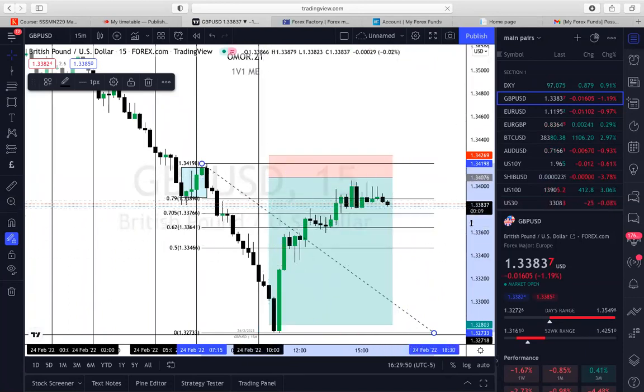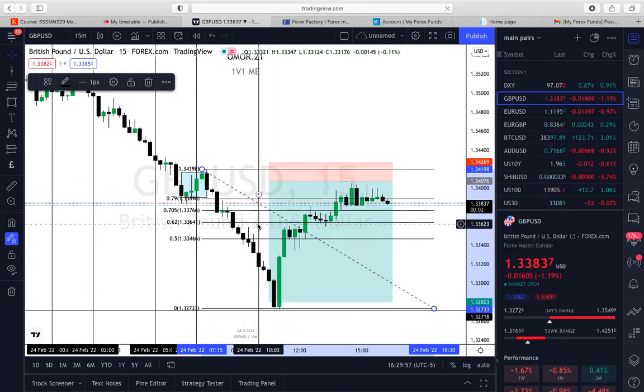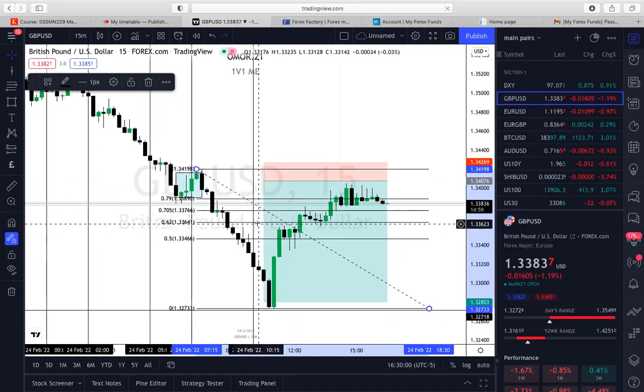But your TP would be below here, and that trade might take a whole day to unfold. I don't like to use it like that personally. I'm more of a scalper, day trader. I don't like to do that type of stuff.